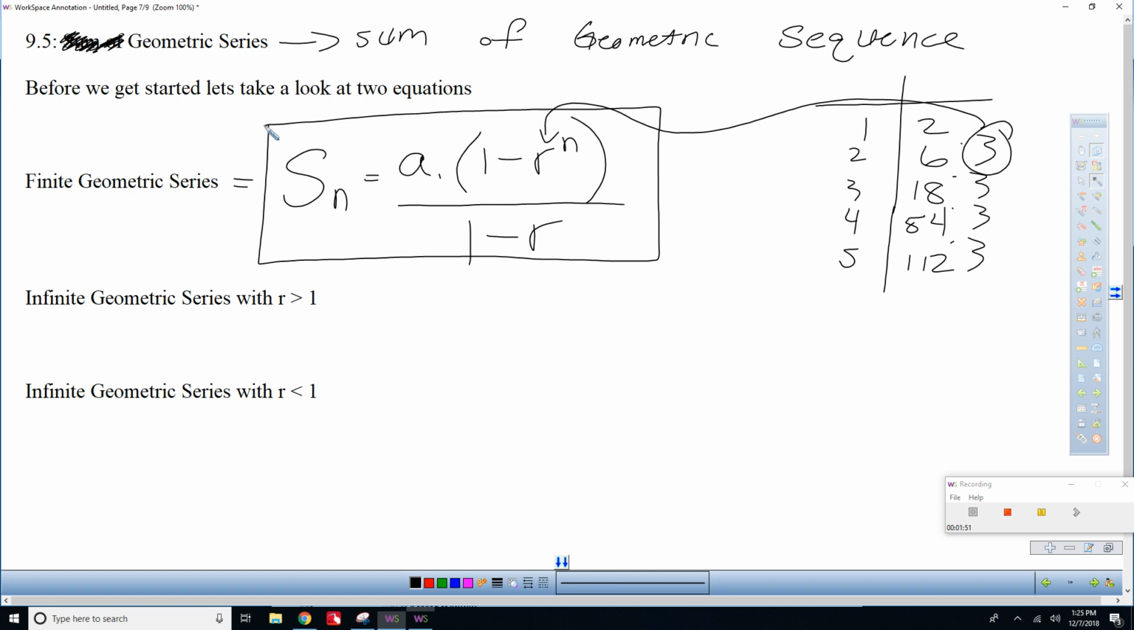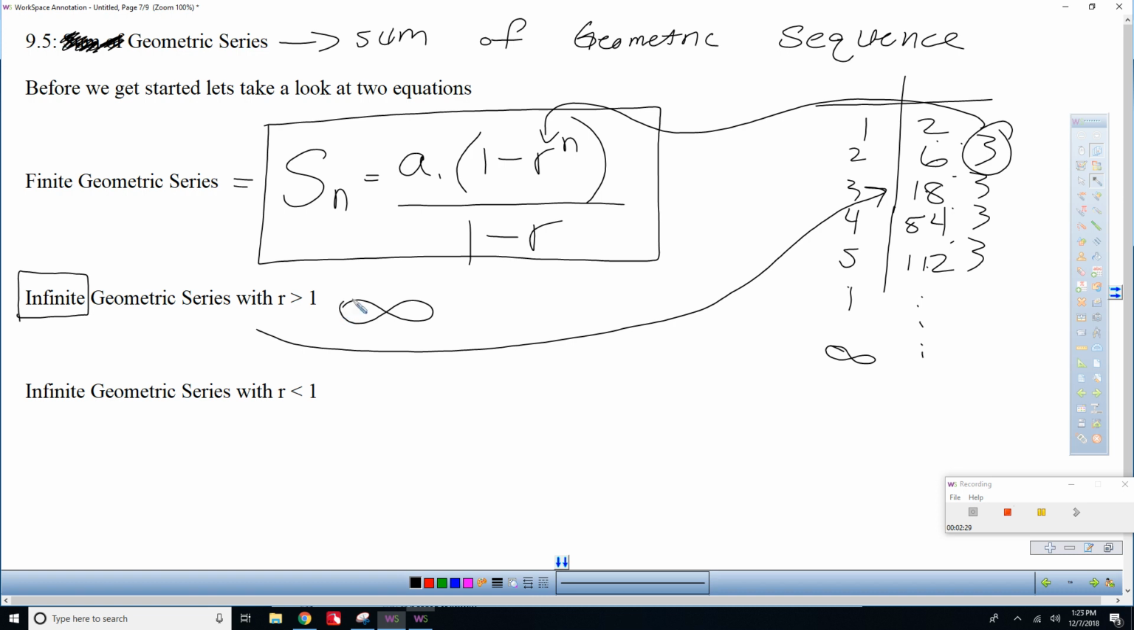Now, let's talk about an infinite geometric series with r greater than 1. So now these are series that never end. So like this one right here, we're talking about this right here. So what would be the sum of 2 plus 6 plus 18 plus 54 plus 112 plus 336 all the way until we got to term number infinity? Well, the answer would be humongous. How humongous? It would be infinity because it never ends. Okay, so no big surprise there. If you add up a lot of numbers an infinite amount of times, and if the numbers are growing, the answer will be infinity. That hopefully makes sense to you.